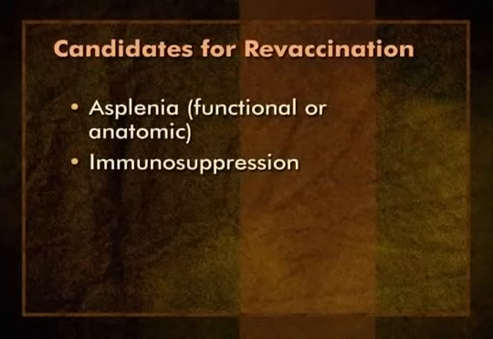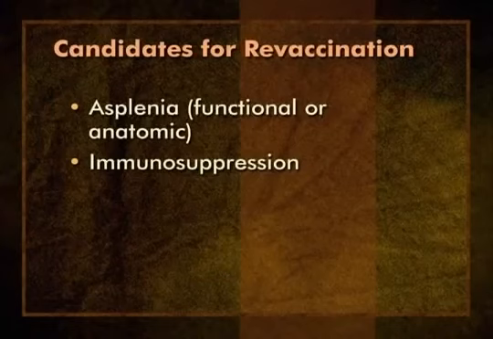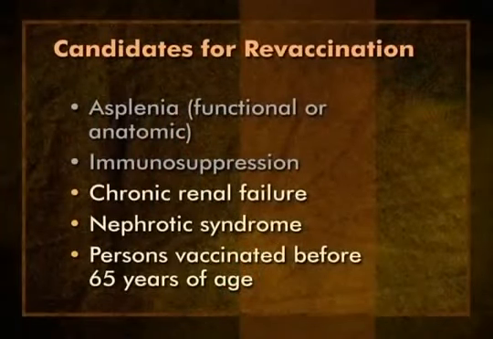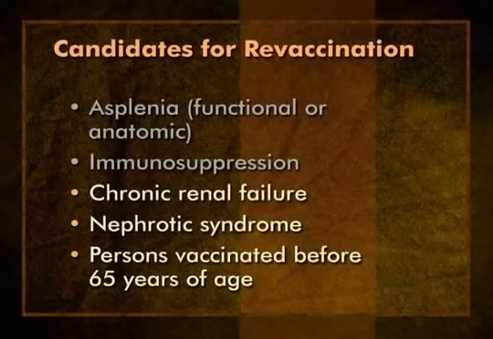Persons who are candidates for revaccination are those at highest risk of severe disease. This includes persons with functional or anatomic asplenia and persons with immunosuppression from either disease or drugs. Disease immunosuppression occurs with HIV infection, leukemia, lymphoma, and other malignancies. Therapeutic immunosuppression occurs with cancer chemotherapy, post-transplantation immunosuppressive drugs, and high doses of corticosteroids. Additional candidates for revaccination include persons with chronic renal failure and for persons who have conditions that result in a rapid decline in antibody level, such as nephrotic syndrome.